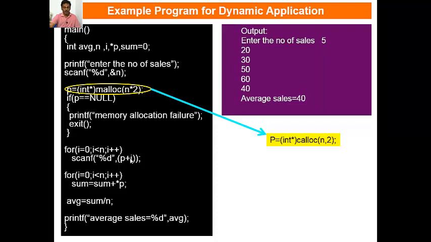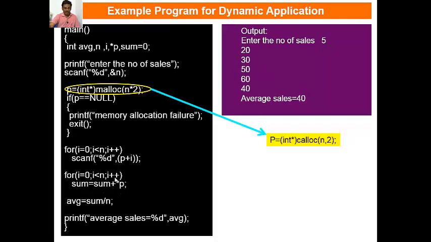Then I is 2, 200 plus 2, 204. The 50 is assigned to the location 204. Then 206, then 208. At the time the I value is 5, 5 less than 5, the condition is false, it comes out. So it gets 5 values and assigns them to continuous memory locations. Then we get the values.